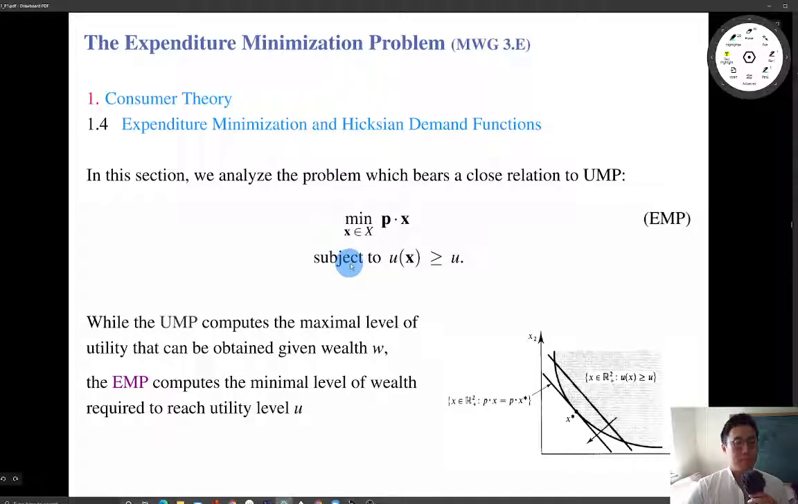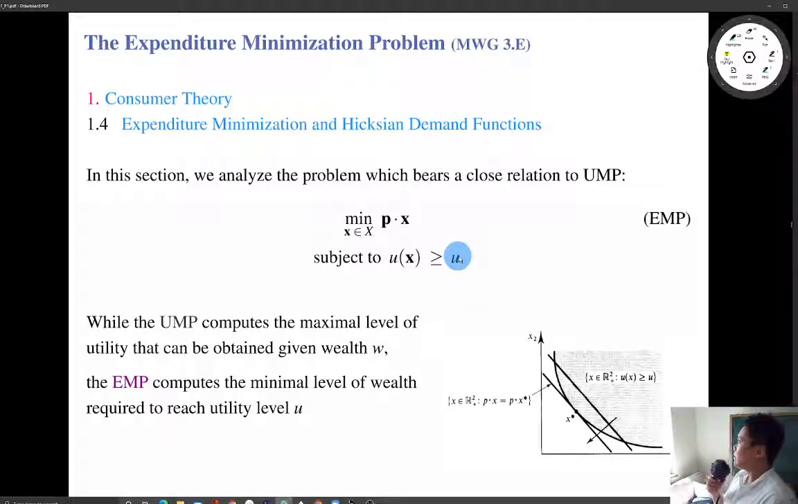Now the constraint is given by this: U of X is higher than or equal to U. We usually call that U bar, the target utility. So the interpretation of the expenditure minimization problem is like this. The consumer wants to achieve at least this level of utility, the target utility. Now, what is the way to minimize the expenditure for achieving this level of utility? What consumption bundle does he have to choose? That is a description of the expenditure minimization problem.